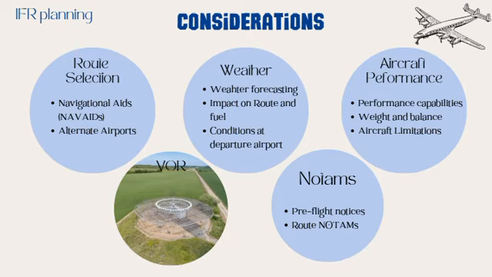Then, the weather influences the flight path and fuel requirements. Strong winds, for example, can speed up or slow down the aircraft, while adverse conditions like thunderstorms or icing zones, where ice can form on the plane, may require rerouting.